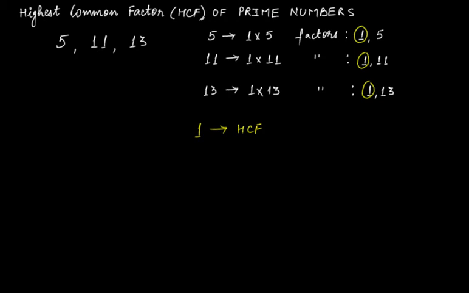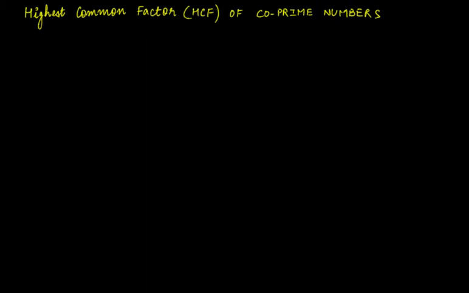So now we have seen how we can calculate the highest common factor of prime numbers, and we will apply a similar method. Similar steps will be followed to find the highest common factor of co-prime numbers. Now, those of you who haven't watched the video on the highest common factor of prime numbers, please do it before watching this video tutorial.